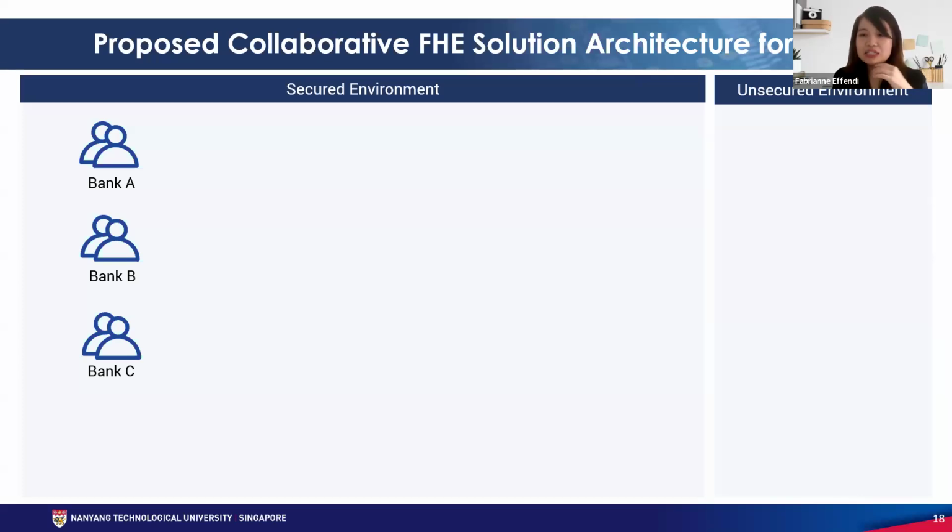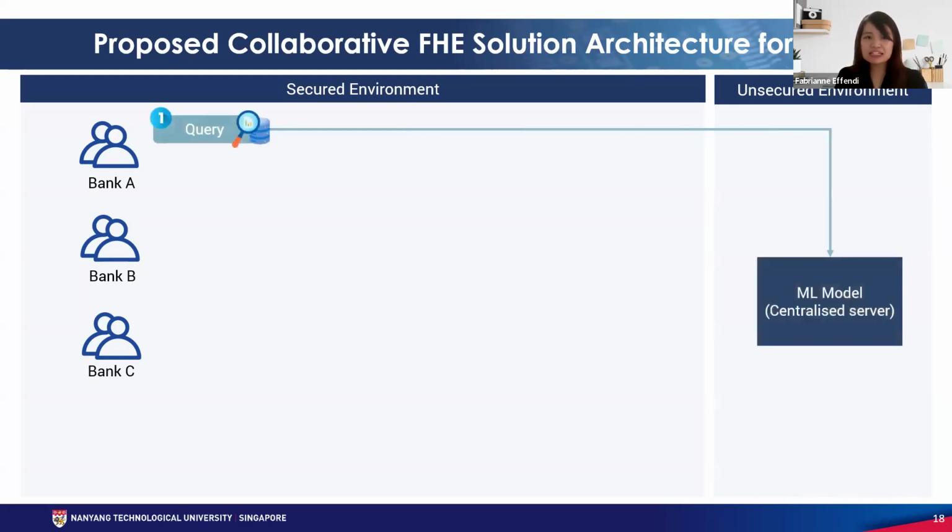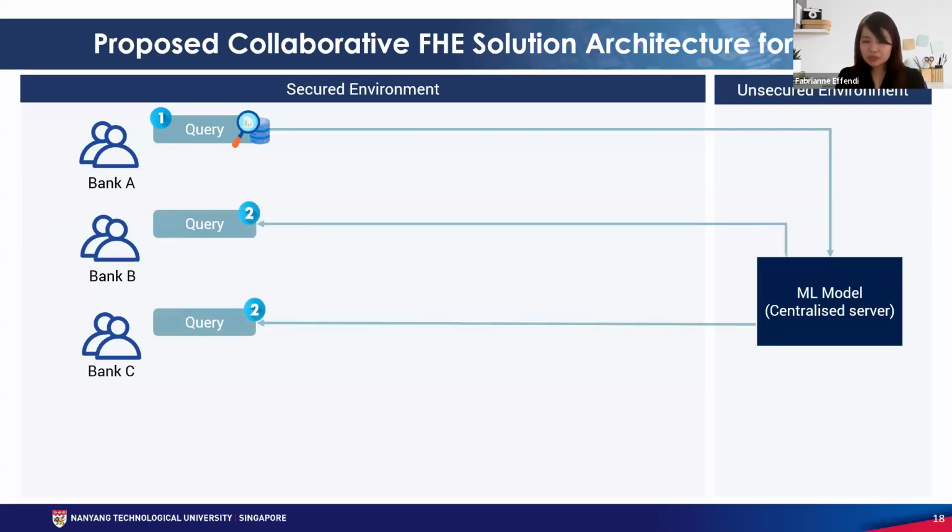But before delving into these two pipelines' implementation, let's zoom out a little. How would ML pipelines enable collaborative AML, anti-money laundering? This is where I'm introducing to you the collaborative fully homomorphic encryption solution architecture. The process begins when a bank initializes the process with a query to the centralized server. It then forwards this query to all participating banks.